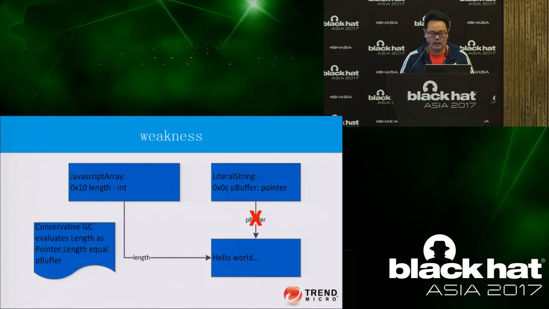When we do the GC and step into the mark step, it will scan the JavaScript array object. When it scans the length field, because the length is equal to the pBuffer, the conservative GC evaluates the length as a pointer. So the memory will be marked. When we step into the sweep phase, because this memory is marked, it will not be freed. This is the weakness of the conservative GC.